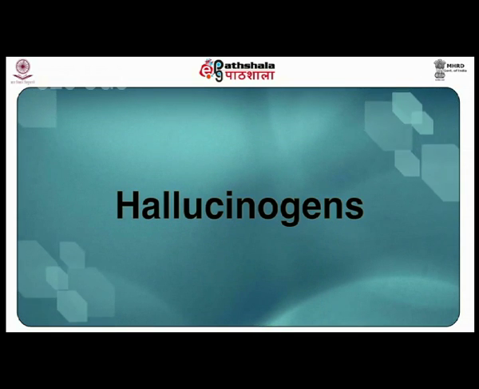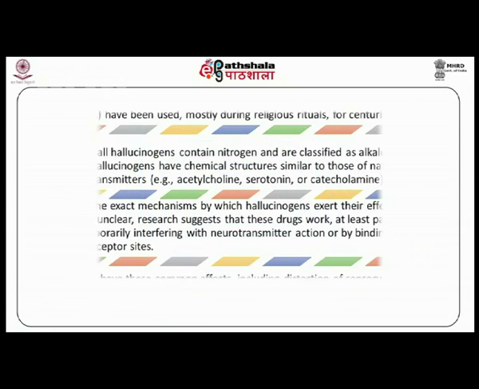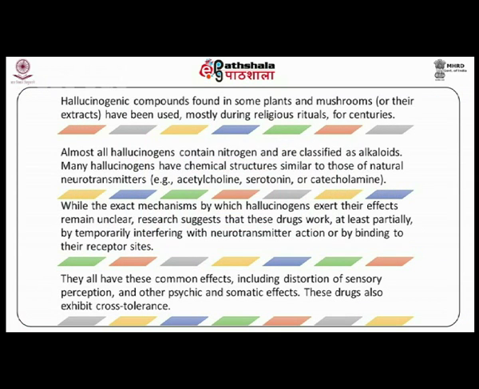Next comes the category of hallucinogens. Hallucinogenic compounds found in some plants and mushrooms or their extracts have also been used mostly during religious rituals for centuries. Almost all hallucinogens contain nitrogen and are classified as alkaloids. Many hallucinogens have chemical structures similar to those of natural neurotransmitters, for example acetylcholine, serotonin or catecholamine.